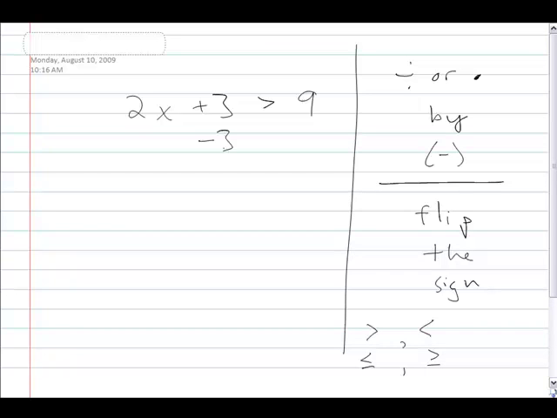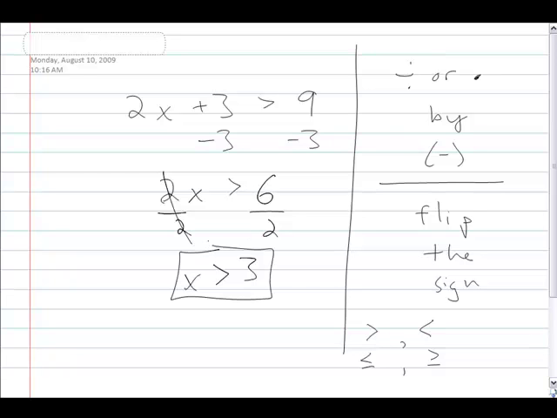So back to here. If we want to solve for this, first we're going to start out by subtracting 3 from both sides. Now we have 2x is greater than 6. Divide both sides by 2. We get x is greater than 3. So in this situation, we didn't have to worry about dividing or multiplying by a negative number, but we will later on. Now, if x is greater than 3, that is my solution.